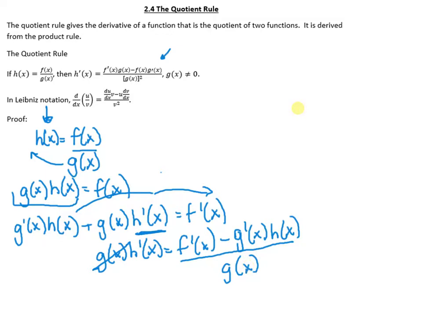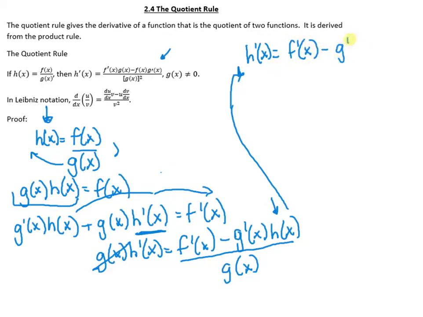All we're going to do now is a simple substitution. In this h of x, we're going to sub in f of x over g of x. Okay, so this is what we have so far. We have h prime of x equals, and that's what we want, f prime of x minus g prime of x times f of x over g of x, and that's all over g of x.